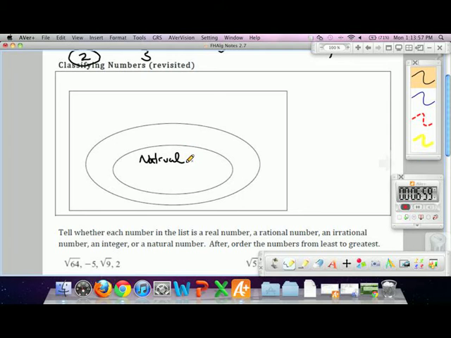Okay. And we then said that if we take the positive whole numbers and we add in all the other whole numbers, we get this bigger set called the integers. And we said that integers can be any whole number, positive or negative.